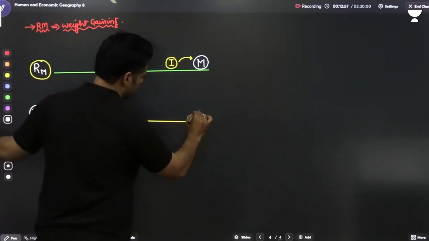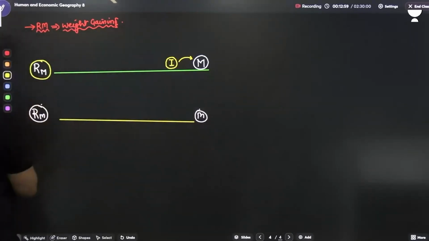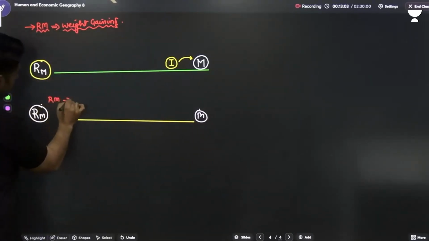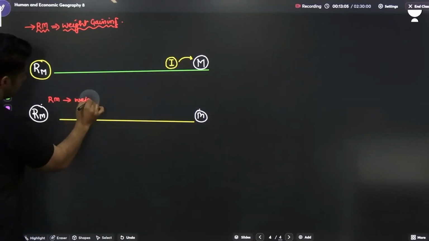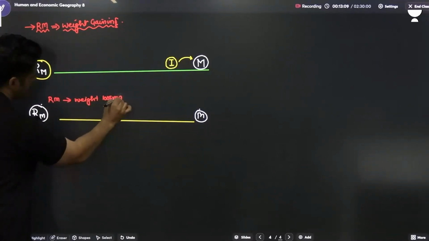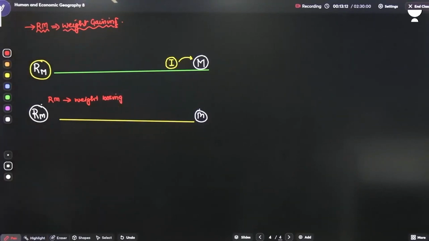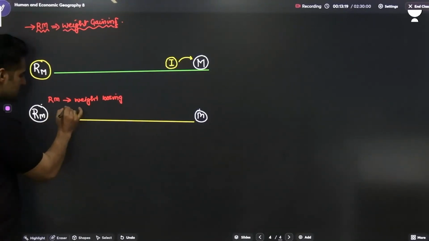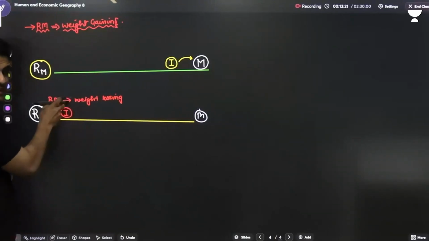Here you have the market. Now, if this raw material is weight losing, where should the industry be located? Near the raw material. It means initially the raw material is very heavy.